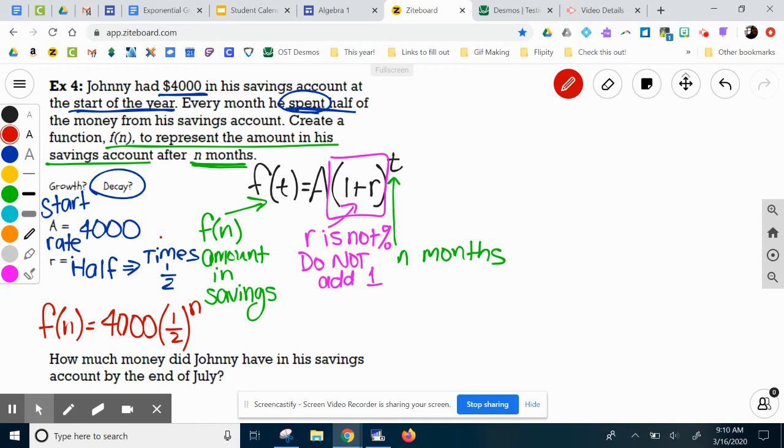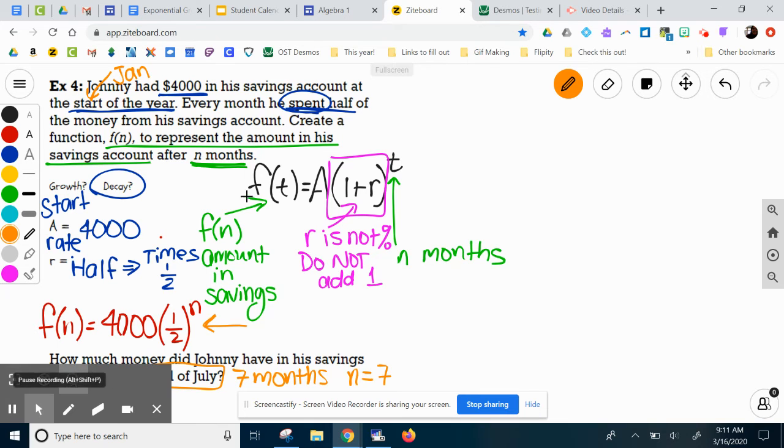So now we're ready to answer the question. It says, how much money did Johnny have in his savings account by the end of July? So July, okay, that's month 7. We know we start at the beginning of the year, which was January. So July is 7 months later. So that means n is 7 this time. So we're going to go ahead and plug our equation into Desmos and then get the table to find out what n equals 7 is going to be.